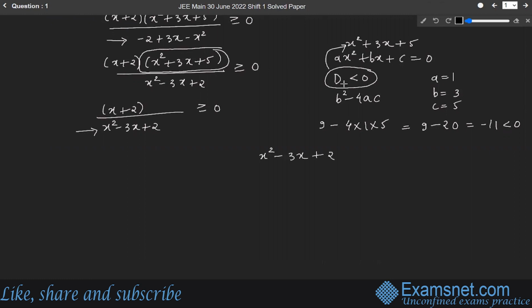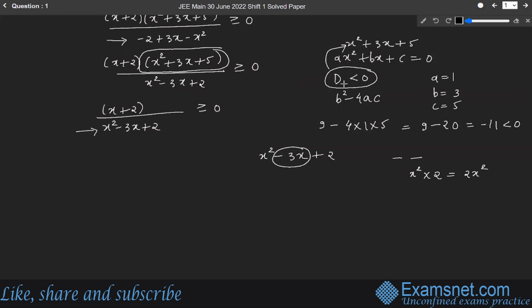We have to use the splitting the middle term method here. In this method, we simply split the middle term in such a way that the sum of two numbers is equal to the middle term, which is minus 3x, and the product of two numbers is equal to the product of the first and last term. The first term is x square and the last term is 2, so the product should be 2x square and the sum should be minus 3x. So the two numbers can be minus 2 and minus 1.